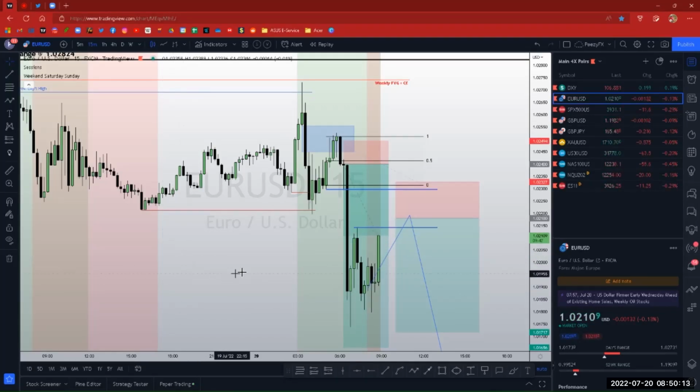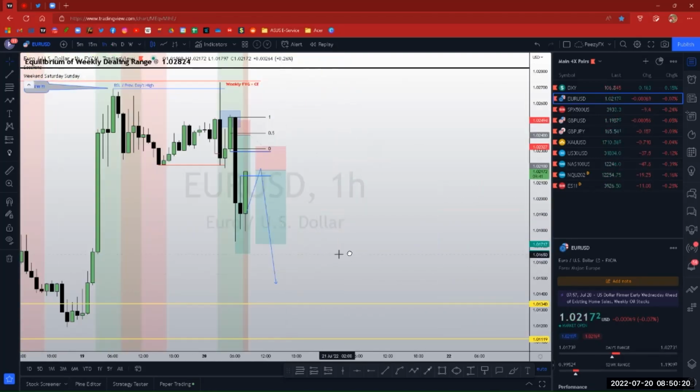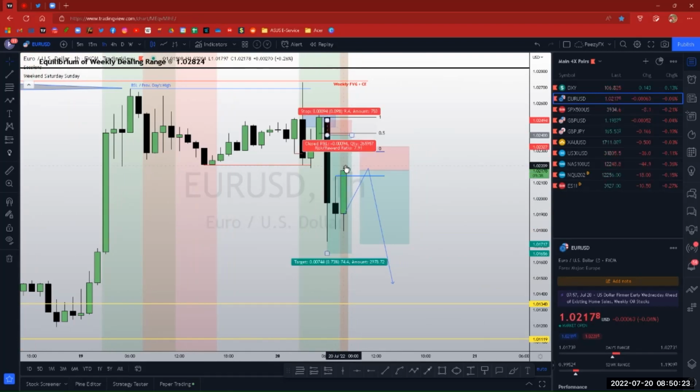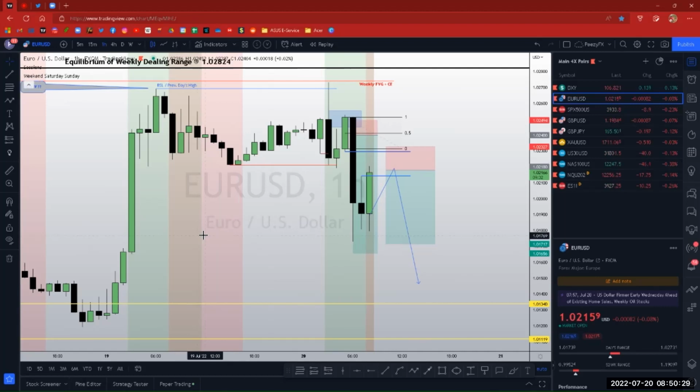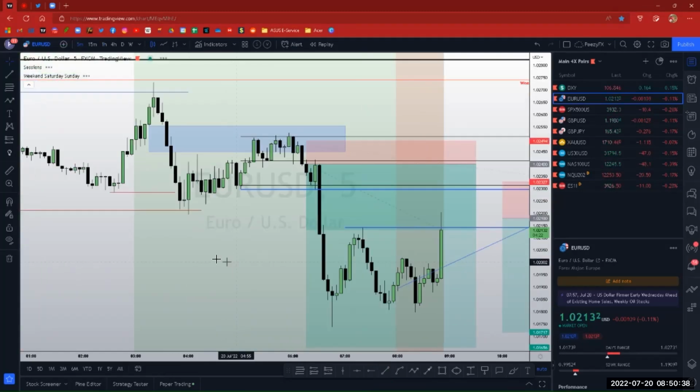I'm in sync with the marketplace right now. I'm a wizard with this. There we go right there. Here we go. My sell limit just got activated. Right there. My sell limit just got activated on Euro USD. Let's look at the 5-minute chart.